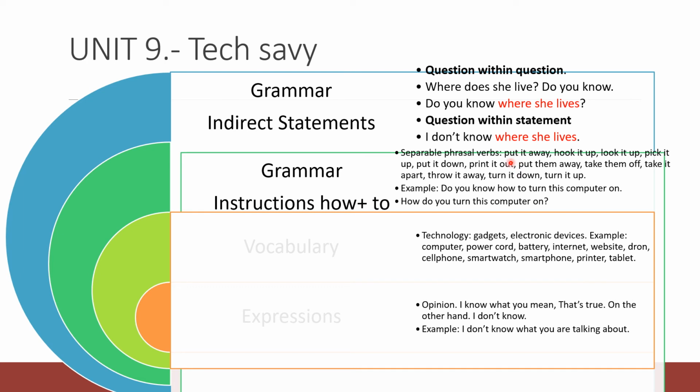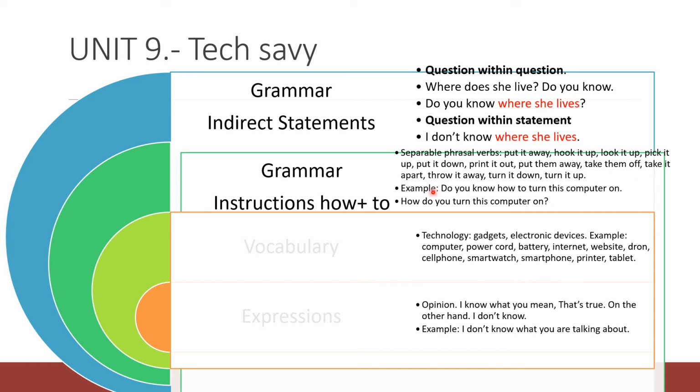So we have verbs like put it away, that means ordenar, hook it up, that is similar to plug in, that means conectar, look it up, it means buscar, pick it up, recoger, put it down, bajar algo, print it out, imprimir, put away. In this case, I got two times these verbs, put it away and put them away, because I want you to notice that if it is singular, we can use the pronoun it, and if it is plural, we use the pronoun them.